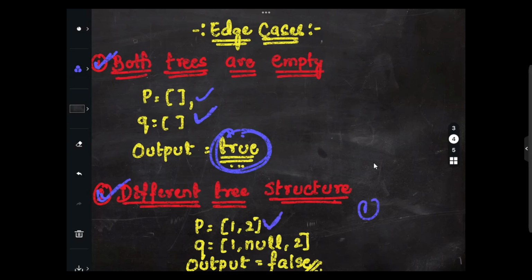Here we have 1 2. So here we have 1 2, and we have, just give me a second here. What happened to this one? So yeah, here in this case we have 1 null 2, right? So these are structurally different. So in this case value also differs, right? So here we have null, but here we have 2 in this case. So we have to return false in this case.